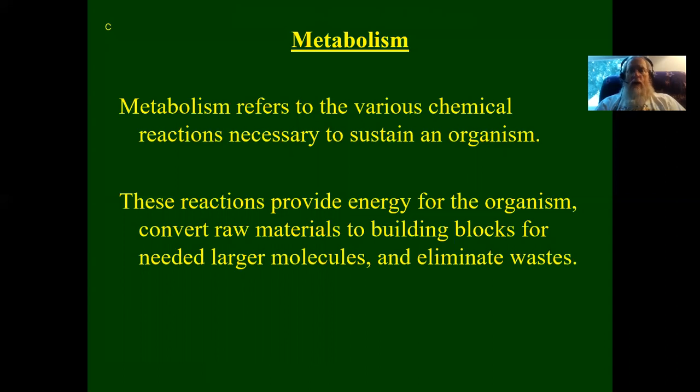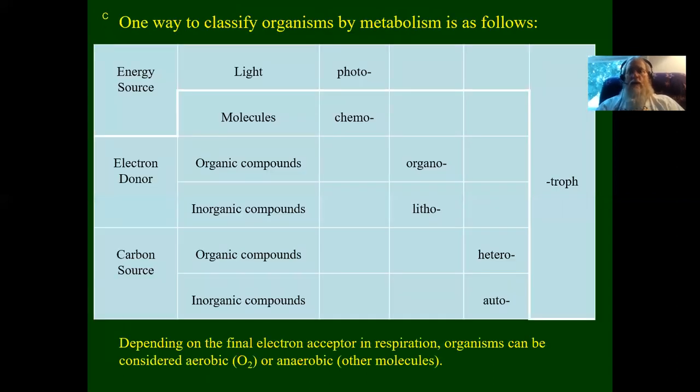Now, there are a lot of different ways we can classify by metabolism. And here's one way to do it, in which case we can build up some really long words in the process. Kind of 3 categories here with a couple of different options. So part of it is by the organism's energy source. Does it get it from light, or does it get it from molecules? So we start with photo if it's light, chemo if molecules, okay?